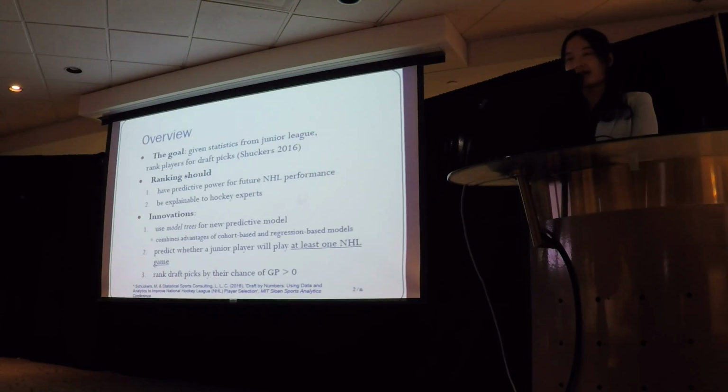Basically, our model tree combines the advantages of regression models and cohort-based models. Compared to a single regression model, our model tree is a group of regression models, potentially with greater predictive power. While compared to a similarity-based approach, our model tree does not require users to specify the similarity metric, because the model tree can learn these metrics from data automatically. We predict whether a player can play at least one game in the NHL or not, based on the probability calculated by the model tree. We can also use the probability to rank the players for the draft picks.